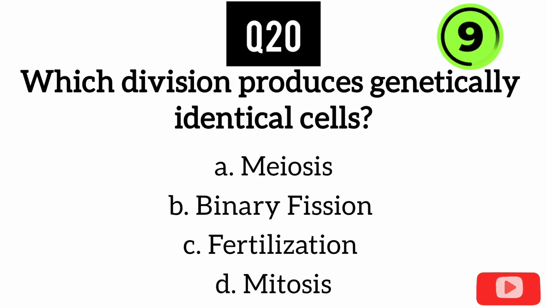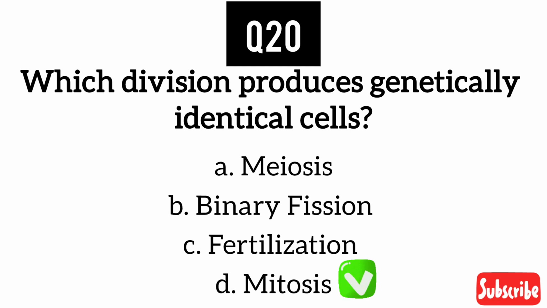Question 20. Which division produces genetically identical cells? A. Meiosis, B. Binary fission, C. Fertilization, D. Mitosis. So the correct answer is mitosis. Mitosis results in genetically identical daughter cells, unlike meiosis.